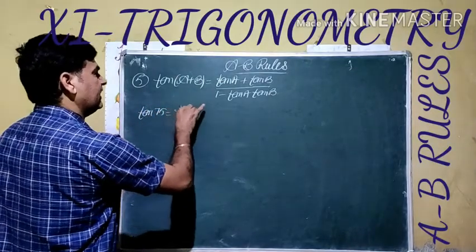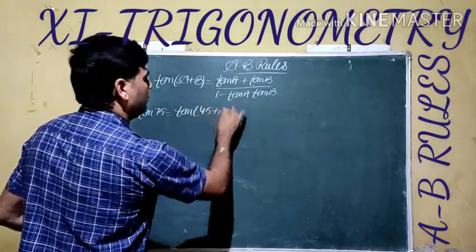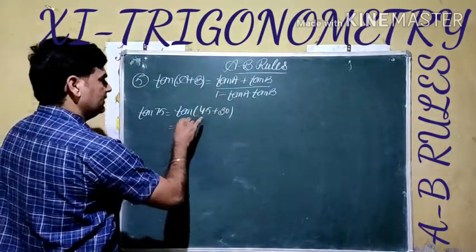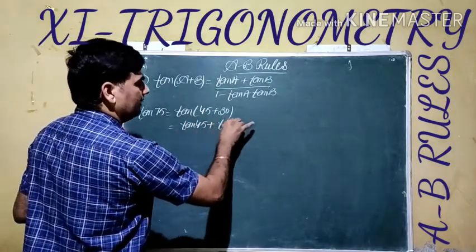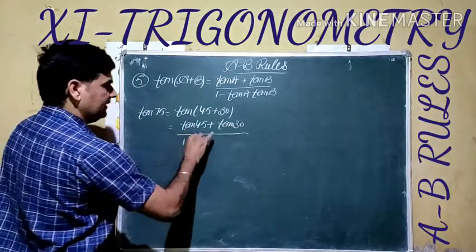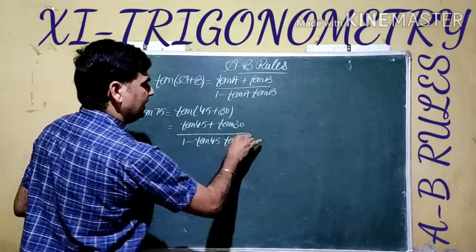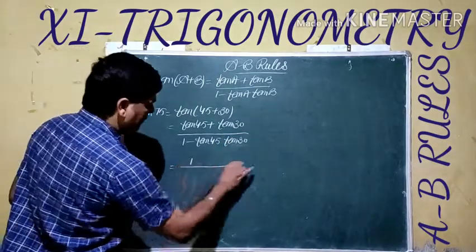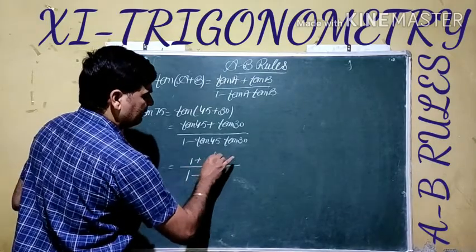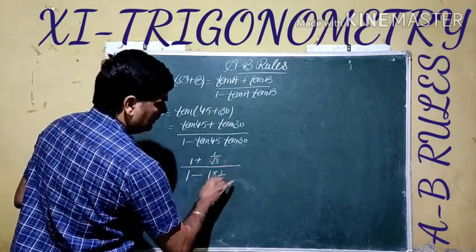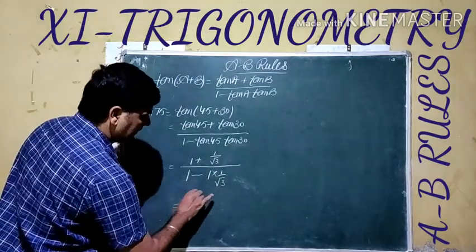75, which can be written as 45 plus 30. So by using this, we get tangent 45 plus tangent 30 divided by 1 minus tangent 45 tangent 30. If we use the values from the table, tangent 45 is 1, so we replace it directly first. Tangent 30 from the table is 1 by square root 3. If we take an LCM upside as well as downside and simplify, we get this.